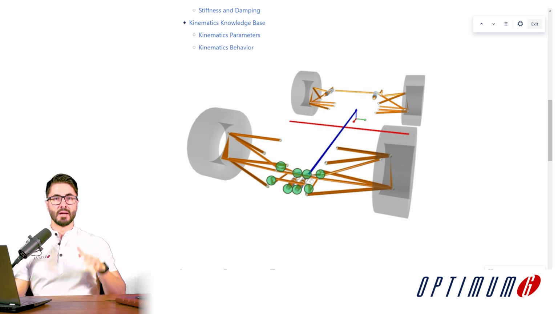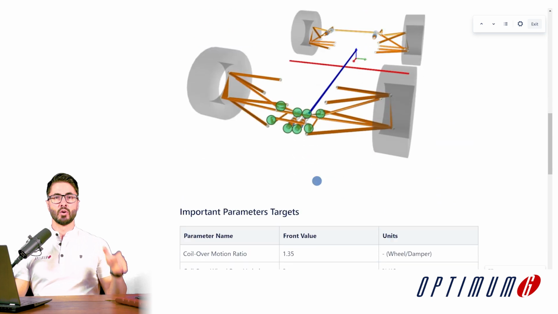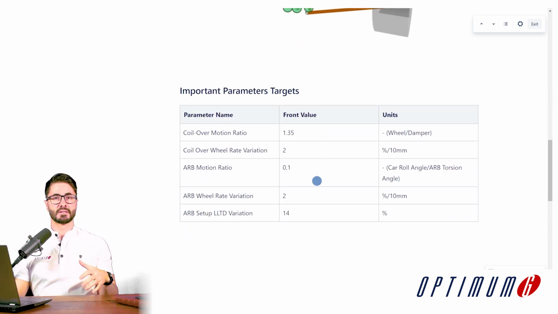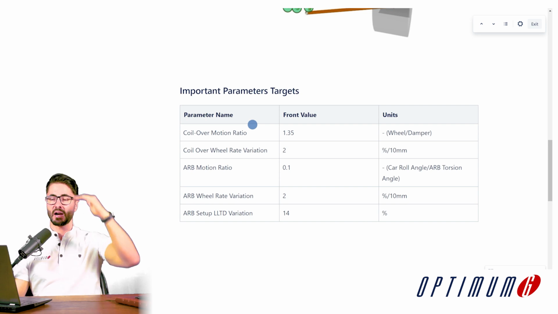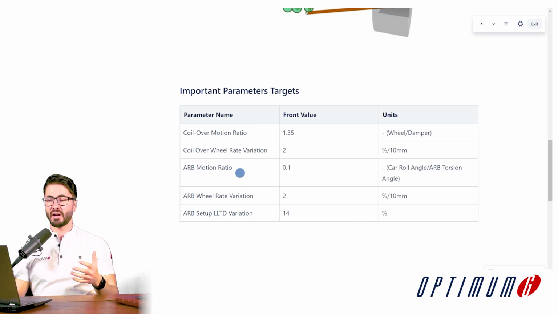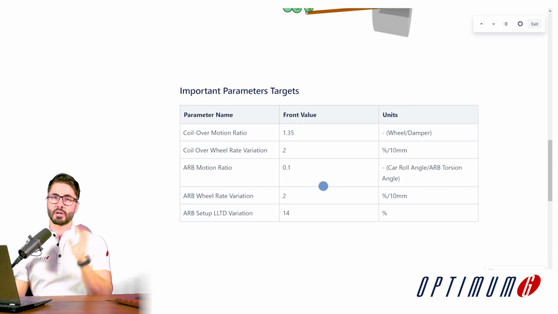If you remember well, before we start our design, we define our design target. So this table includes what motion ratios we would like to see for our actuation systems. Also, what is the wheel rate variation that we want as the car moves up and down. And the same is valid for the anti-roll bar. So we're going to come back to these parameters once we are designing our suspension system and understand better each of them. So without further ado, let's jump right into OptimumKinematics and start designing our suspension.